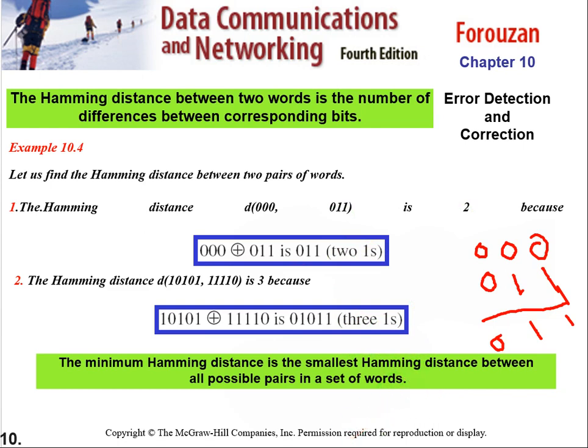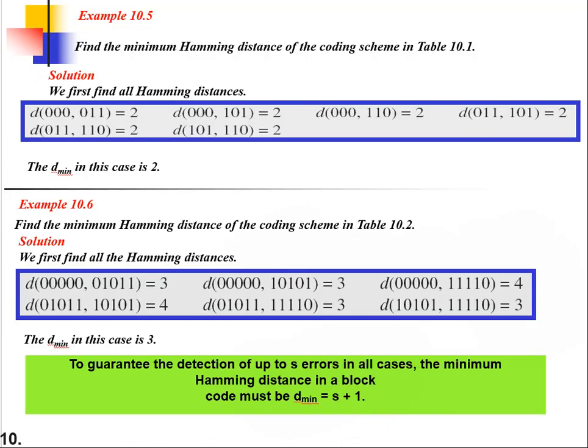Coming to another, example 10.5: find the minimum Hamming distance of the coding scheme in Table 10.1. Okay, let's see, here we have 000 and 011. What should be the Hamming distance? How many ones do we have? 2. So it will be a Hamming distance of 2. If you make the XOR operation here, it is 2, 2. So how much is the minimum Hamming distance here? The minimum Hamming distance in this case is 2.